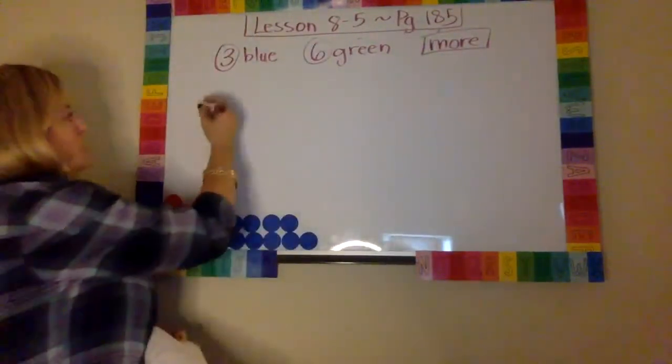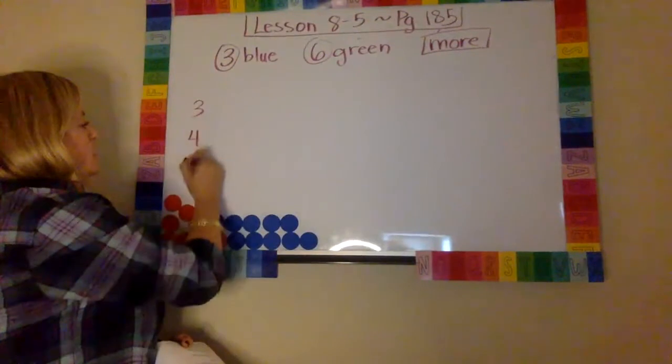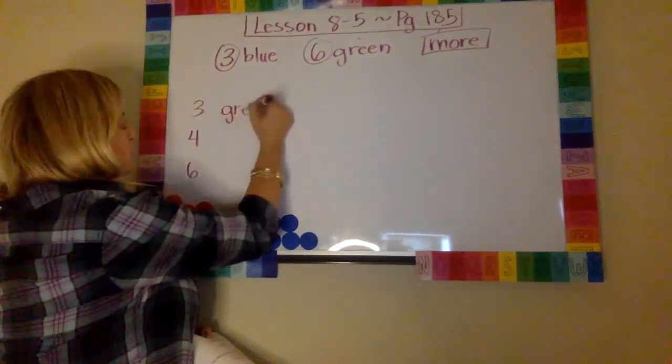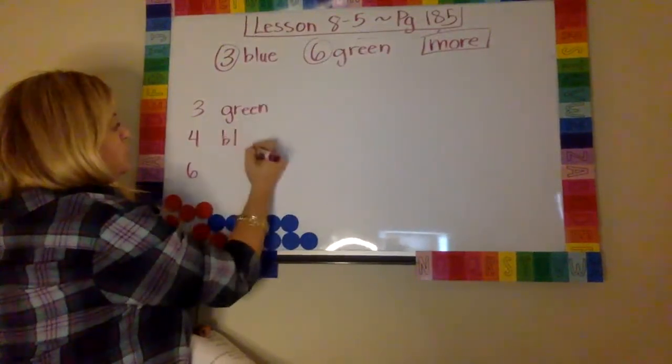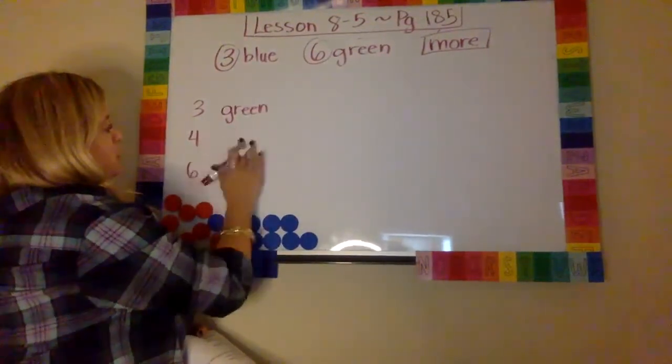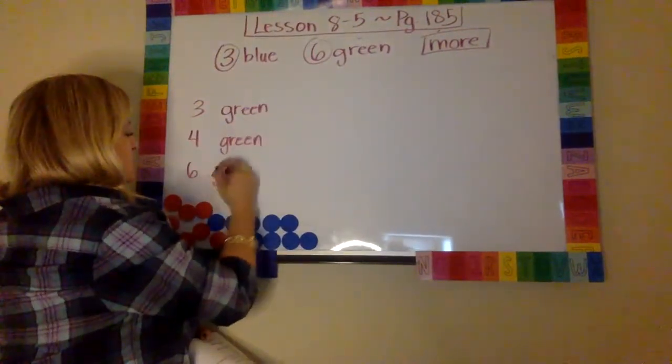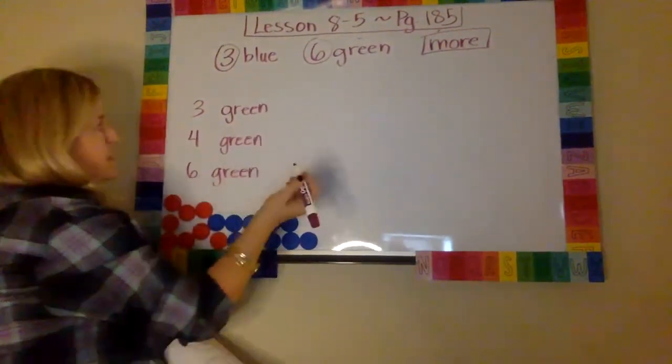So the options are 3, 4, and 6. And they all say green. So you need to make sure that the words match, because they could do blue. But that's not what we're wanting. We're wanting to know how many more green she has. They will all try to trick you in any way that they can.